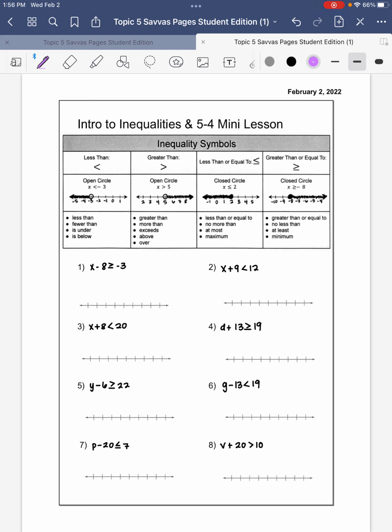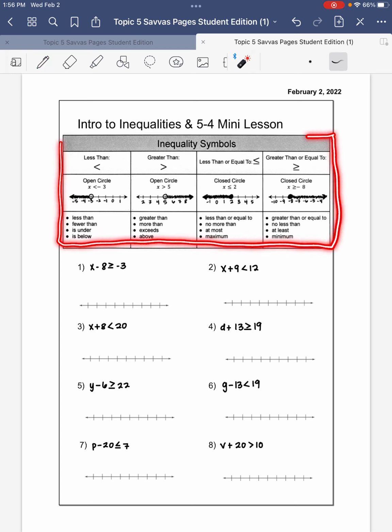Now I first want to point out this little image right here. That's a little handout that I passed out in class today. A little quick reference sheet, if you will, on the inequality symbols. There are 4 inequality symbols. The first one is less than, it looks like that. The next one is greater than, it looks like that.